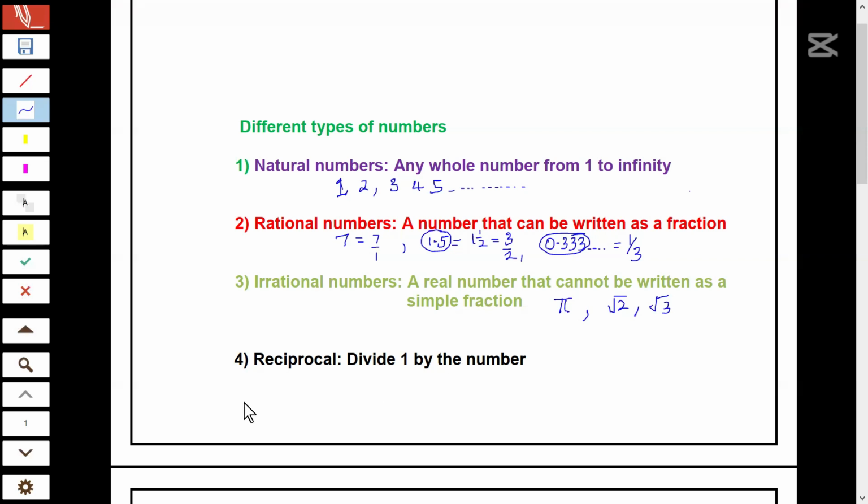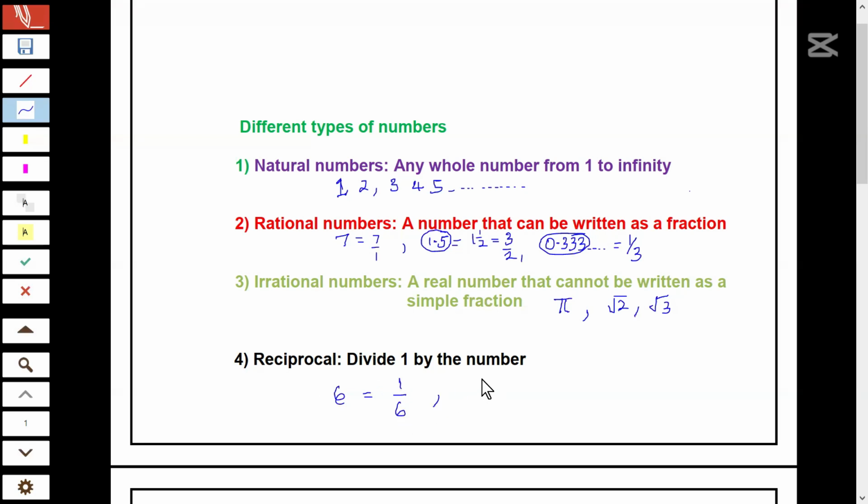Now, the last type of number here we have is the reciprocal. The reciprocal is 1 divided by the number. For example, if you're asked to find the reciprocal of 6, the reciprocal of 6 is simply 1 over 6. 1 divided by the number gives us the reciprocal.